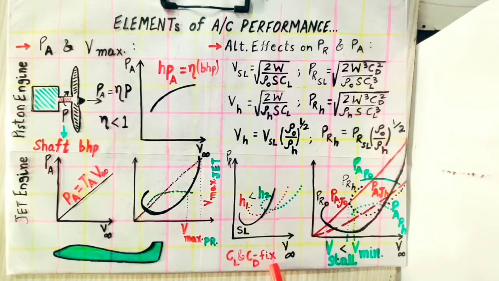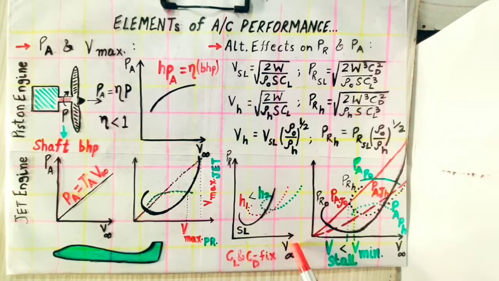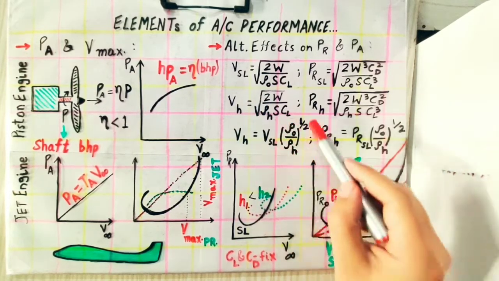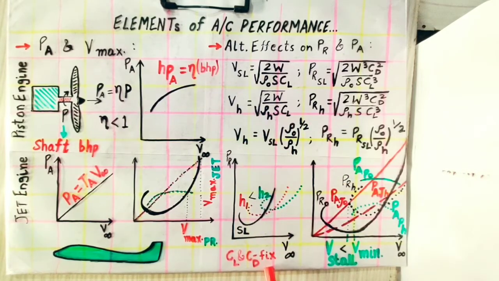Okay, we have to keep some parameters fixed in order to see the variation of other parameters, like power required and velocity variation. We have to see this with respect to altitude, which is governed by density variation. So these variations will be observed by keeping the CL and CD of an aircraft fixed.